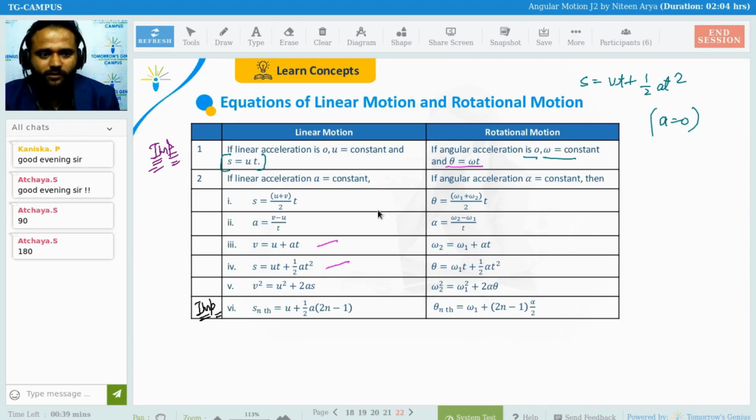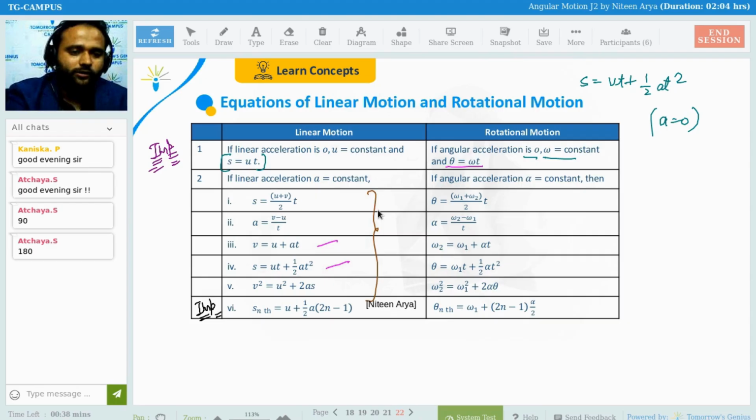This is nothing but the displacement in the nth position. If there are n number of points given, and you need to find the displacement in the nth position, this is the relation. Sn equals u plus a by 2, 2n minus 1. You can use it directly. This is for the linear case, for linear motion.